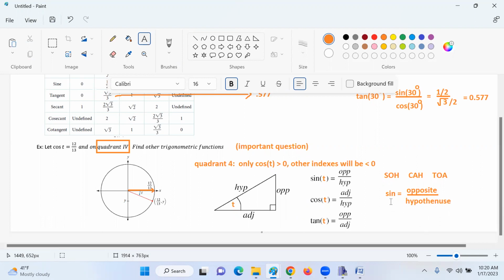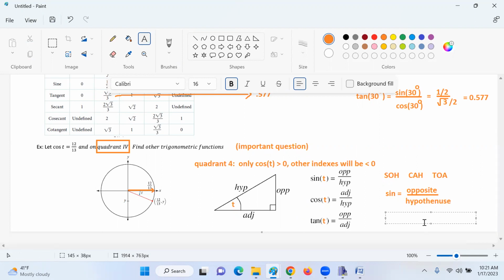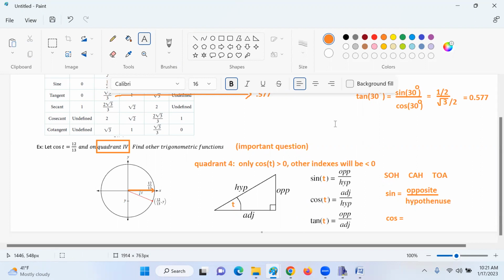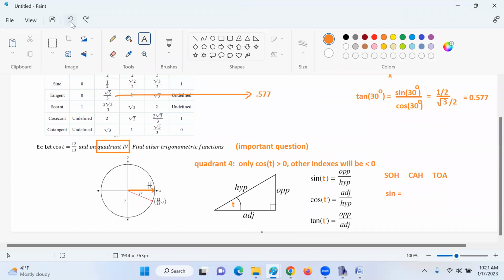The same thing for cosine would be adjacent over hypotenuse, and so on and so forth. You can see that. And then the tangent is going to be the opposite over adjacent, so opposite is going to be y over x. So this is what it means. I'm not going to write it down, but we need to understand this picture to solve the problem.